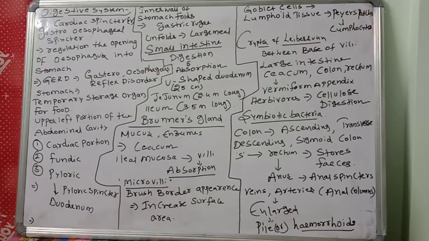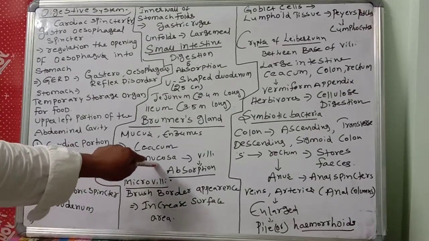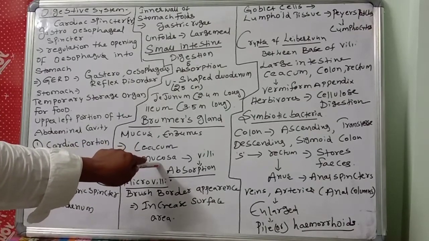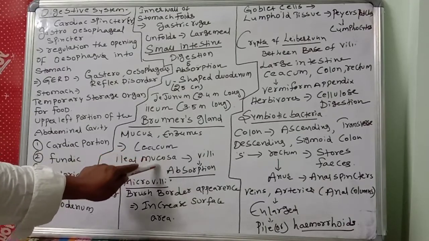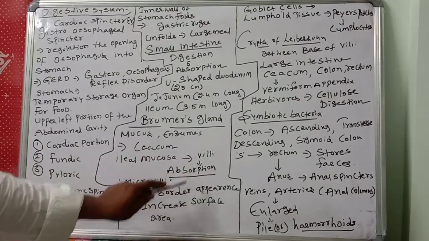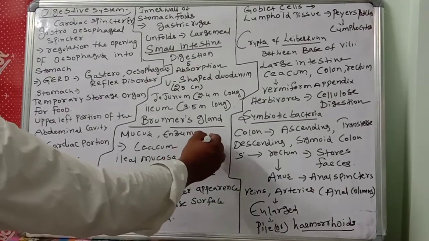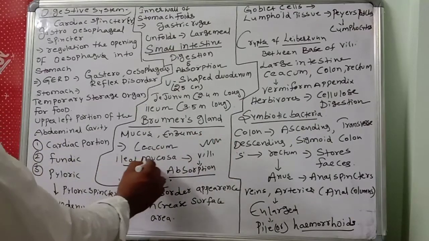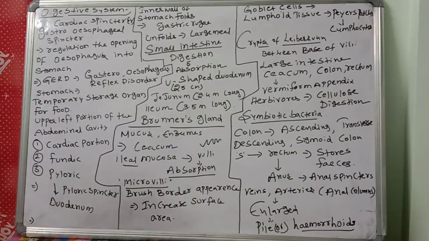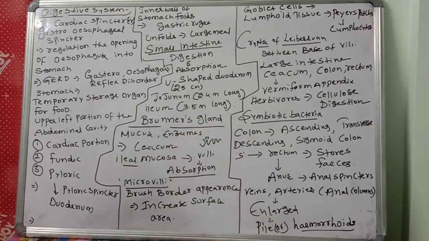Next, the ileum. The ileum has a mucosa. How many layers? There are serosa, muscularis, submucosa, and mucosa layers. The mucosa of the ileum consists of villi. What are the villi helpful for? Absorption. The ileal mucosa consists of numerous vascular projections called villi. These villi are involved in the process of absorption, and the cell lining of the villi again has some villi, right?